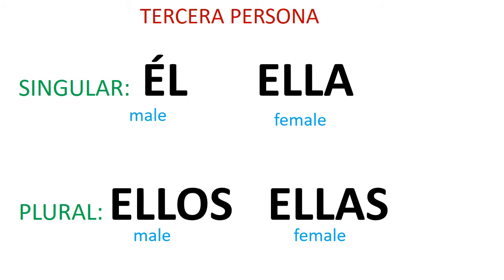So now for the plural forms, well, they have the male and the female form. The plural form for when I'm talking about a group of men or a group of boys, I use ellos. Ellos son niños. They are, well, boys. And for ellas, ellas son niñas. They are girls.